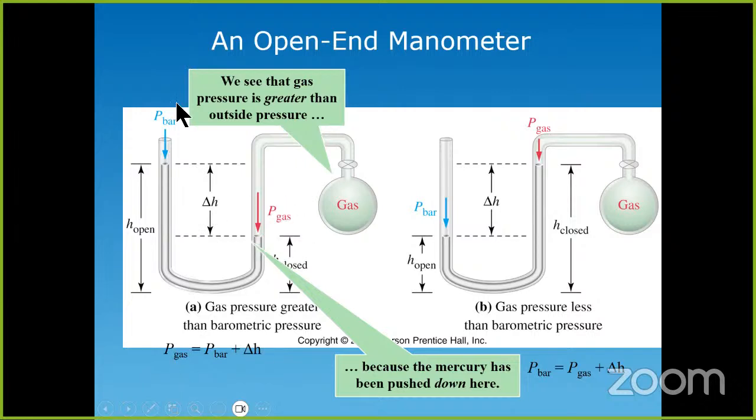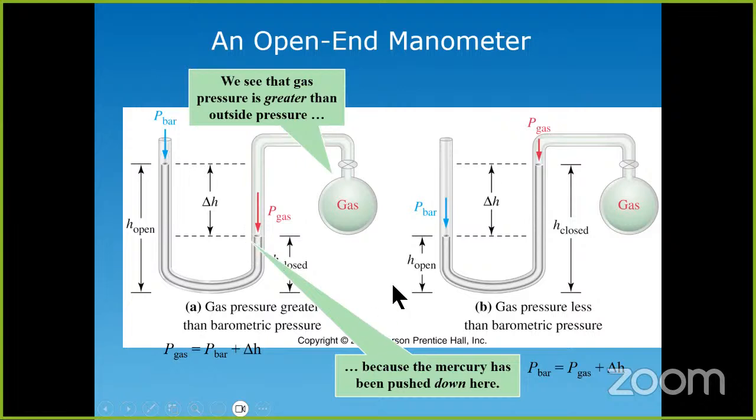The pressure of the gas will be equal to the barometric pressure plus delta H, right? Because delta H, when added to the barometric pressure at this juncture right here, would be the same as the pressure of the gas right here. So the relationship between the pressure of the gas, the barometric pressure, and the height difference between the two mercury columns is given by this equation right here, all right? So that's what happens if the liquid level here is at a higher level compared to the liquid level right here.